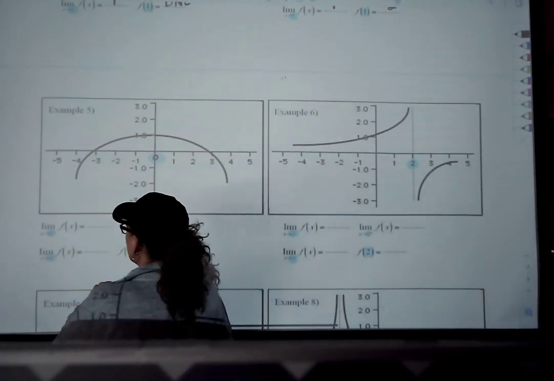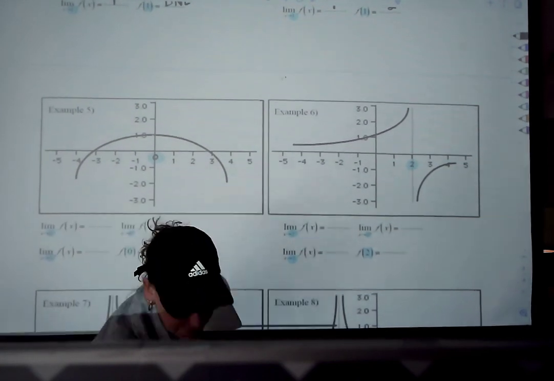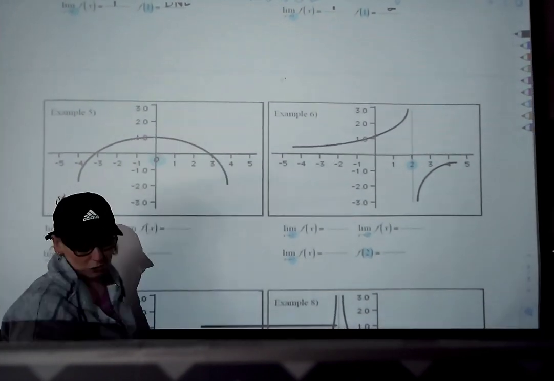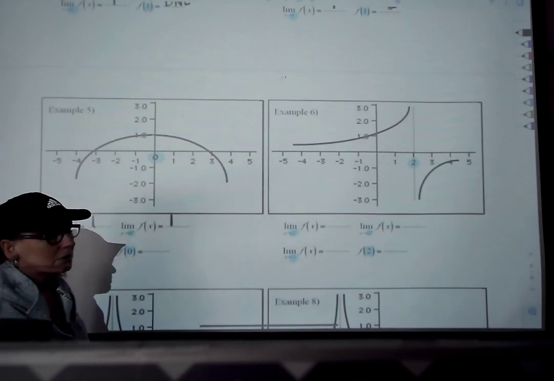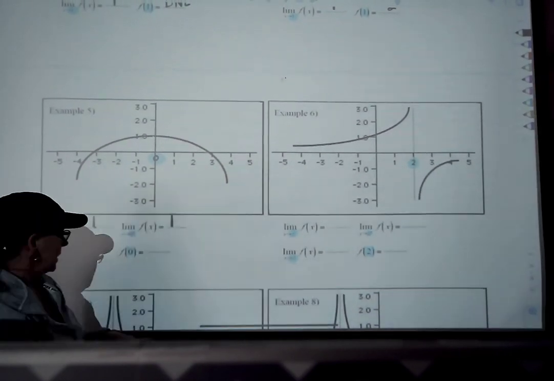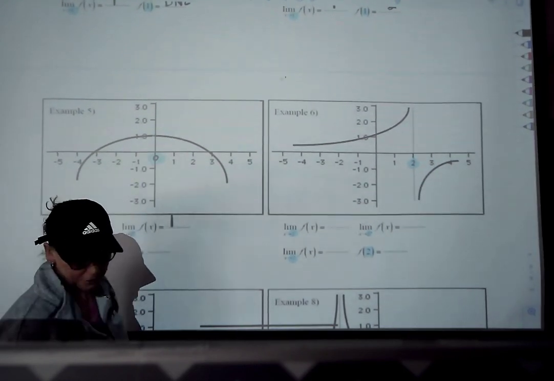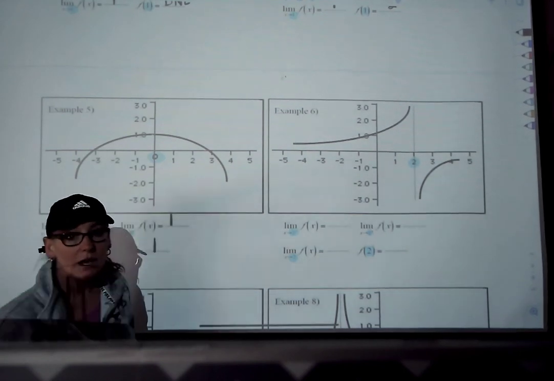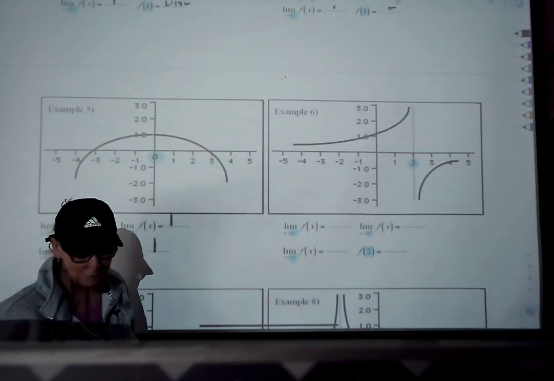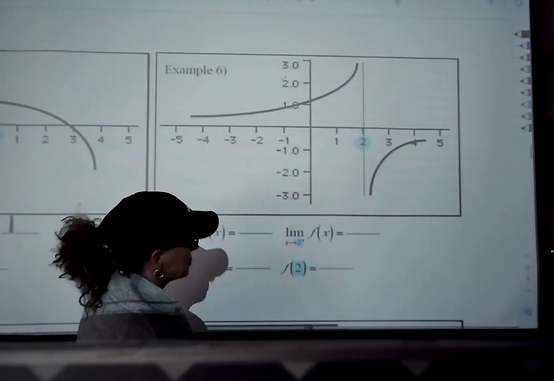Okay, I'm going to speed up a little bit, make this go quicker. From the left, y's are headed toward 1. Limit from the right, y's are headed toward 1. Do they match? Yes, the limit is 1. Is there a point there? Yes, 0 comma 1. Huh. That's the first time that all 4 answers have matched. That will come up later. Not in this video.